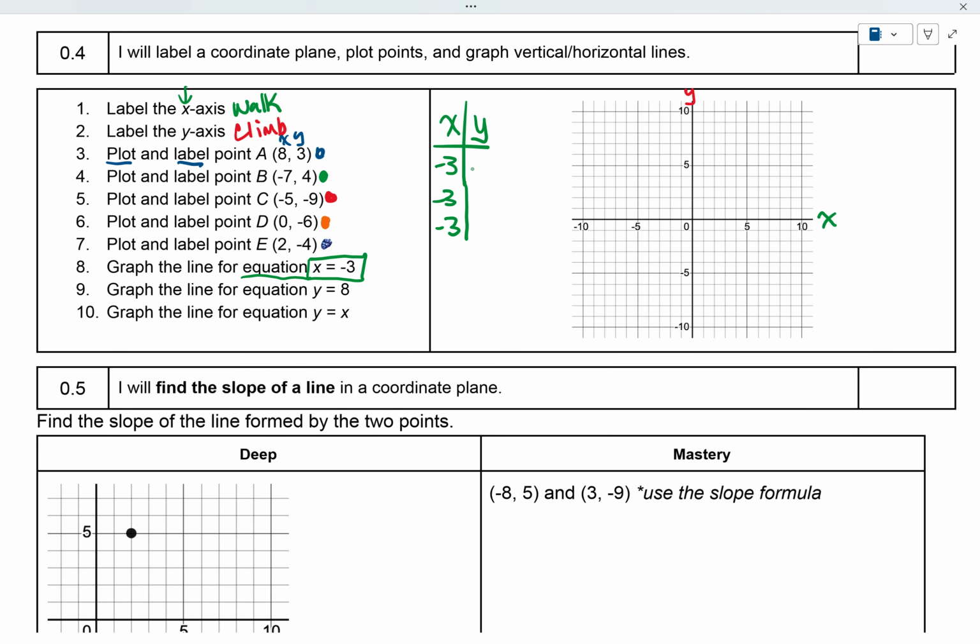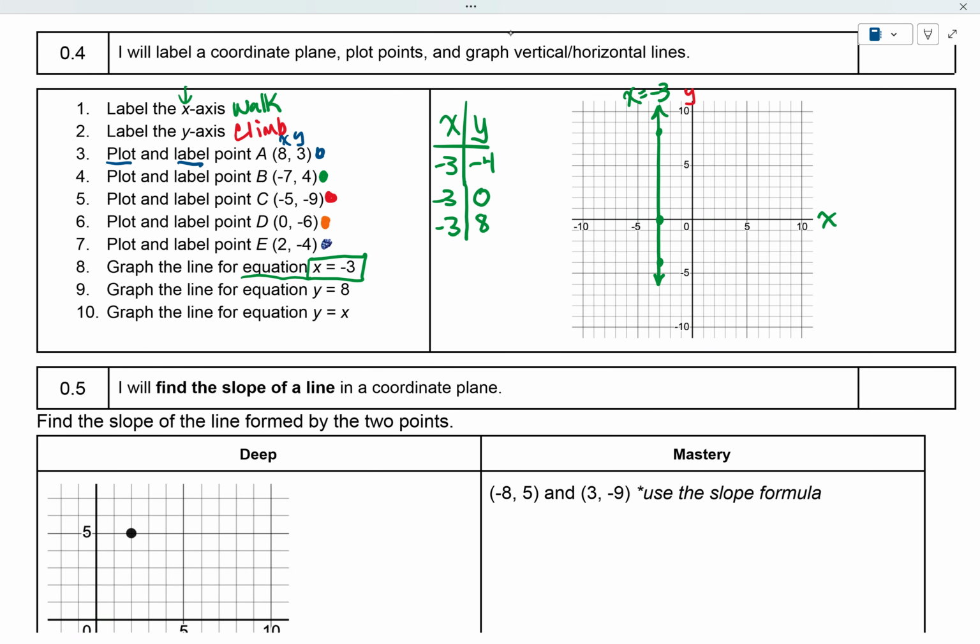Did you say maybe -4? Or maybe you were thinking like 0, or maybe like 8. If we plot those three coordinates, here's what it's going to look like. We would walk -3, and we would climb down -4. We would walk -3 and climb 0. And then we would walk -3 and climb 8. And all the way up here, these three green points would connect in a straight line where we would say, oh my gosh, x is so boring, it's equal to -3, so it's always equal to -3.